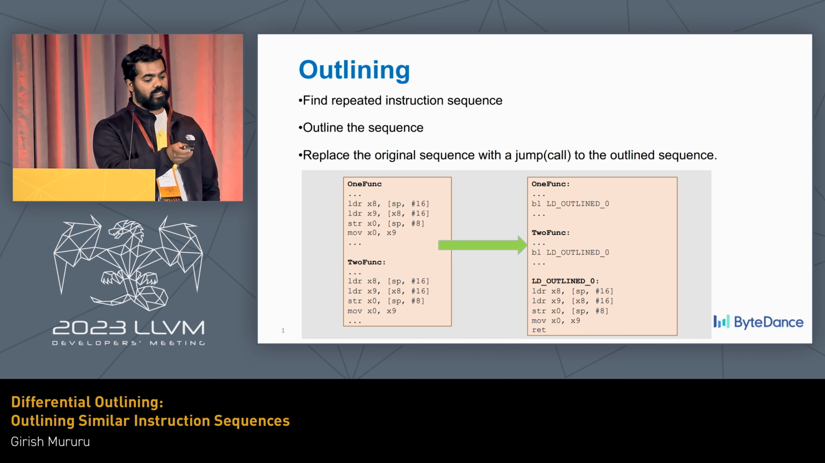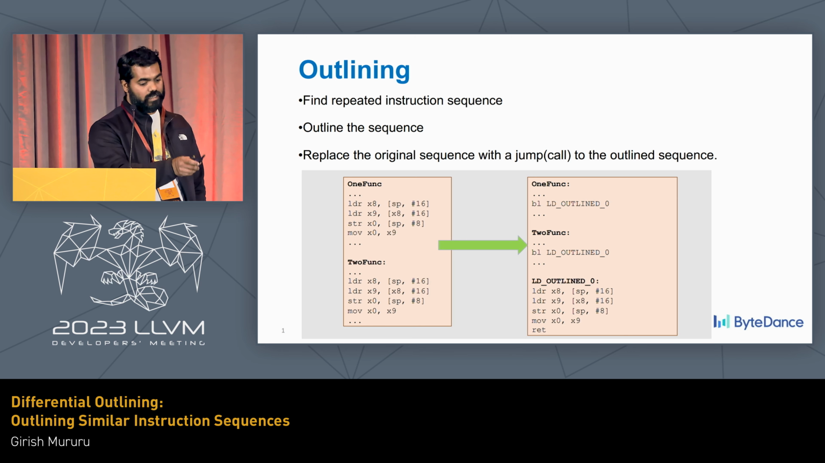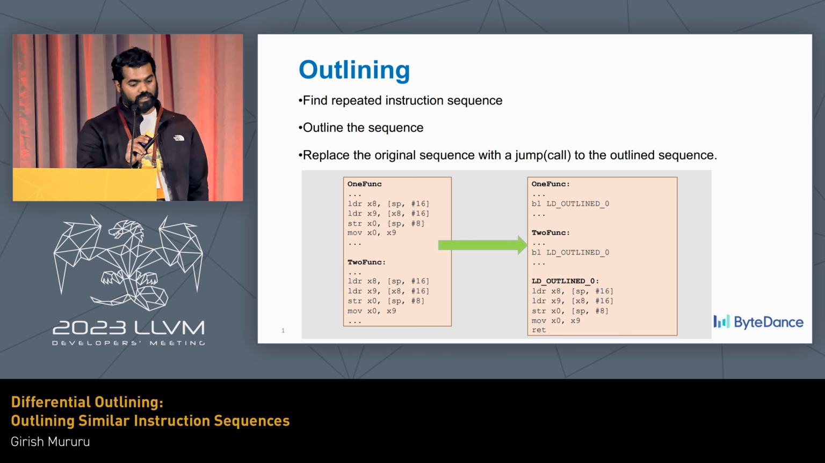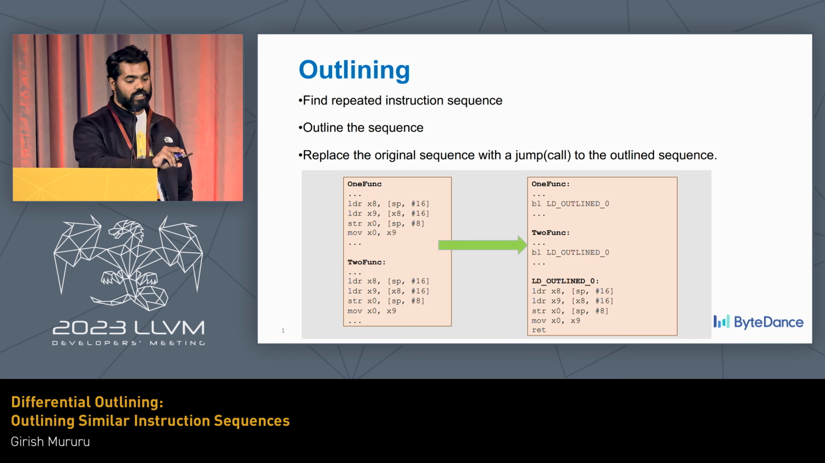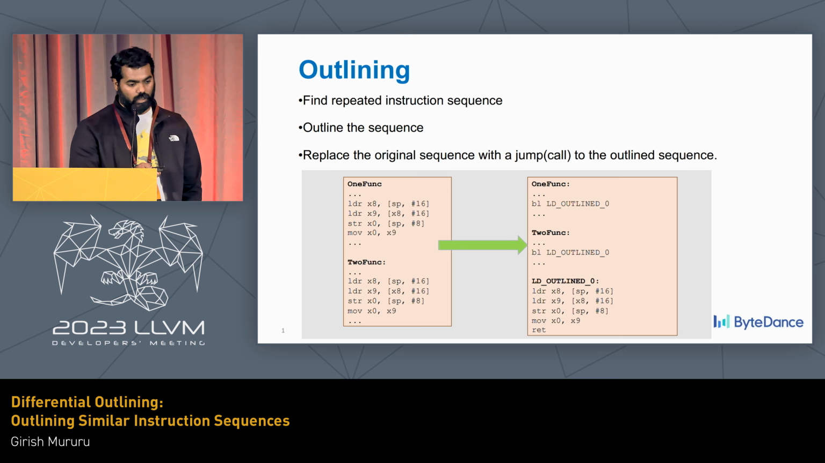For example, in these one func and two func, you can see that the same set of instructions are repeated. So what you do is you basically extract them into a different function, and then at the original call sites, you just replace it with a jump to this newly outlined function.